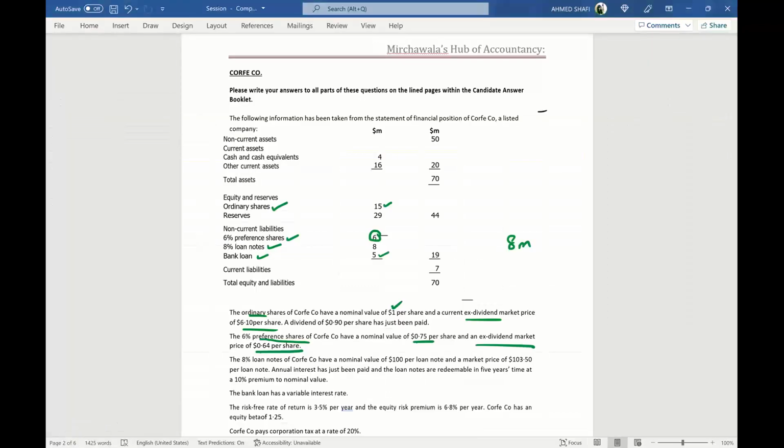What is the debt loan note value in balance sheet? 8 million. The debt loan note value in balance sheet is 8 million. So loan note debenture value in balance sheet is 8 million. What's written?